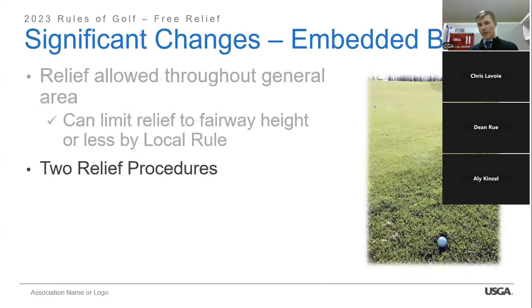We often get the common misconception that you're only allowed embedded ball relief in the fairway. That's just a local rule that can be added. With no local rule in play, if your ball fits the definition of embedded, you can take relief anywhere in the general area.